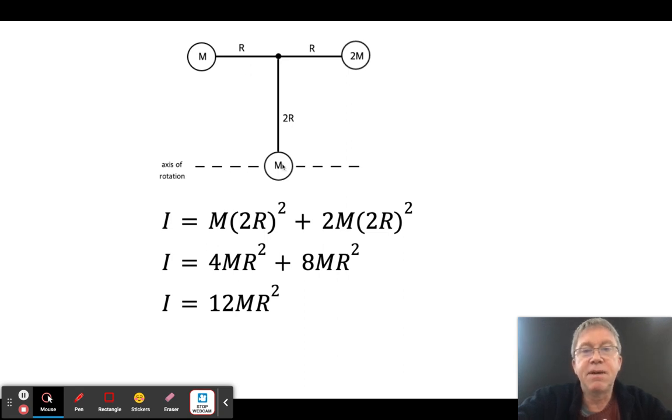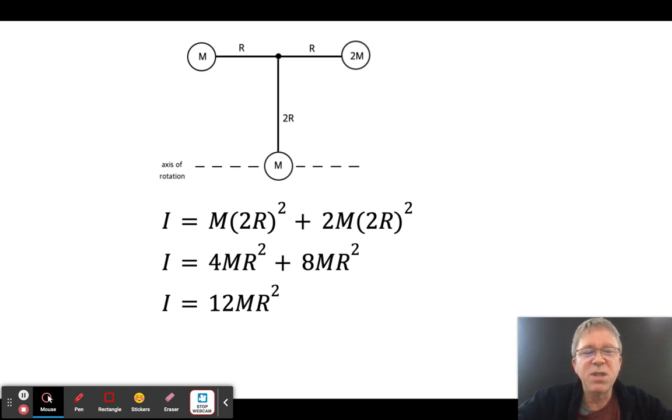So this one I basically treat as being 0. So now I have m, that's a distance 2r away. So I have m times 2r squared plus 2m, that's 2r away. So that's 2m times 2r squared. So when I do the sum of my mr squareds, I get 12 mr squared. So you see where that axis of rotation is makes a big difference in what the rotational inertia of the system is going to be.